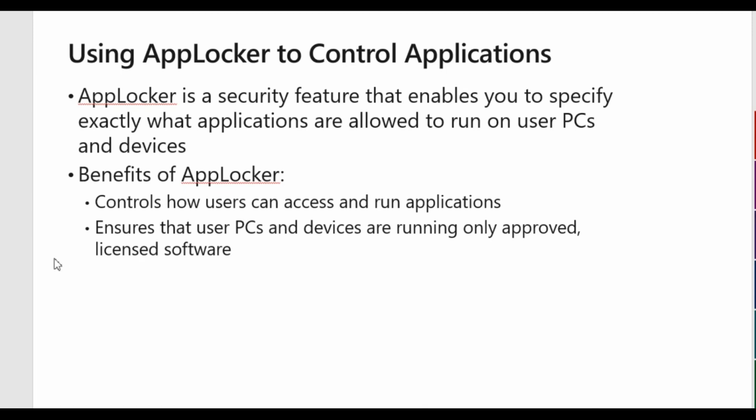Now, where do you find AppLocker? This is part of the group policy. Local group policy it may have, but mostly this is from the server side. We can use these applications. For example, for one particular application you don't want the user to remove, you can control that with this. So the benefits of AppLocker: it controls how users can access and run applications, and ensures that user PCs and devices are running only approved licensed software. So that way you'll be able to manage.